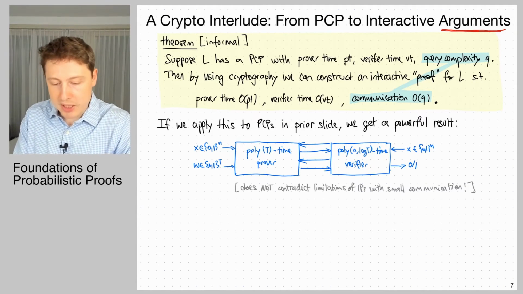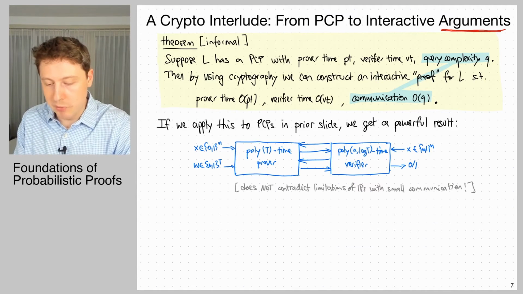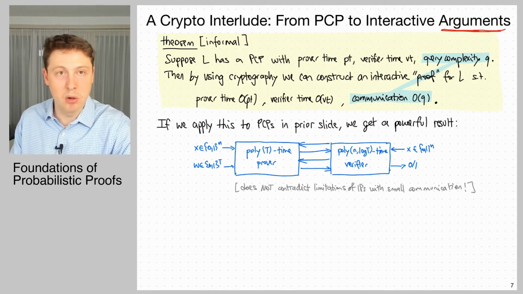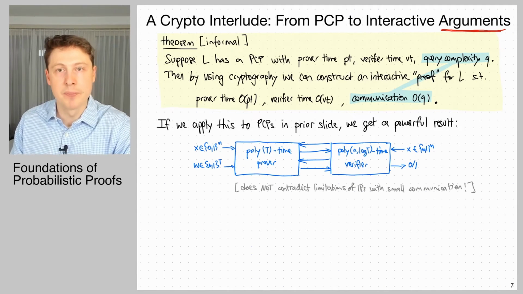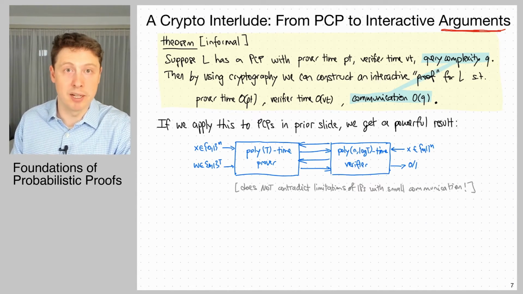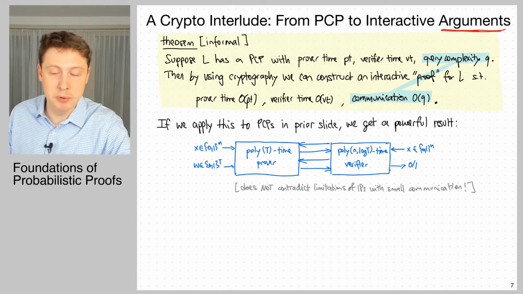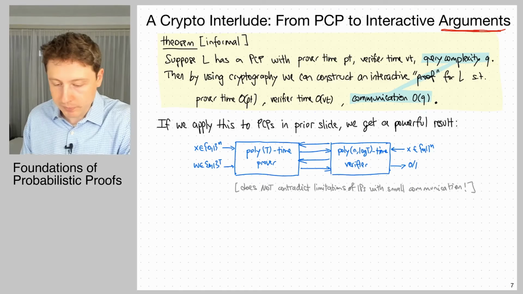And crucially, again, this does not contradict limitations of interactive proofs with small communication, because the security of this protocol will not be information theoretic. The soundness will hold only as long as the malicious prover is running in polynomial time. Because if it was instead running in exponential time, it could break cryptography and fool the verifier.